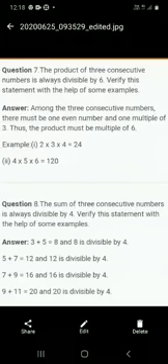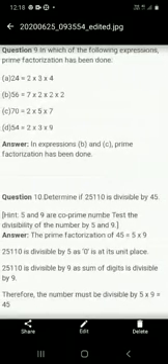Now we go through question number 8. The sum of three consecutive numbers is always divisible by 4. Verify this statement with the help of examples. You will give some examples like 3 plus 5, 5 plus 7, 7 plus 9, and you get numbers divisible by 4. Now we go through question number 9, in which the following expressions' prime factorization has been done. You can see very clearly that B and C expressions have prime factorization.